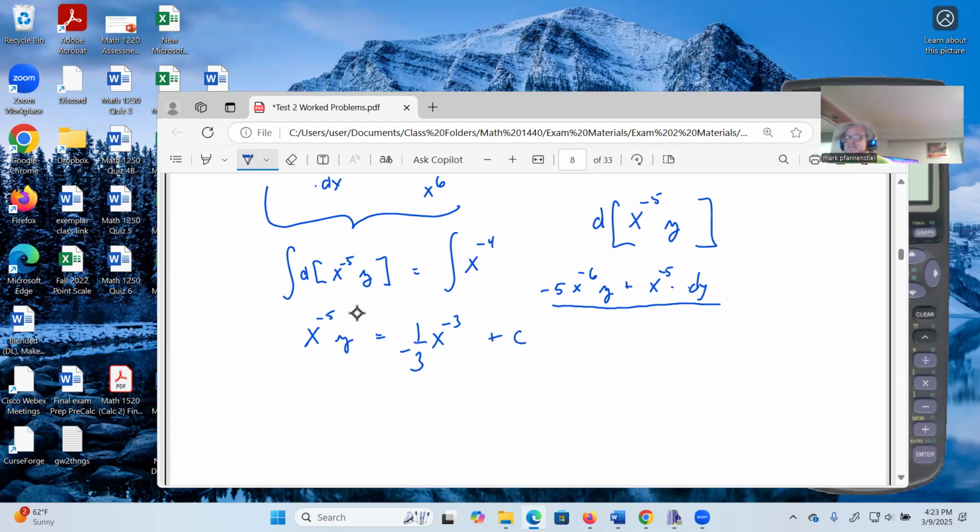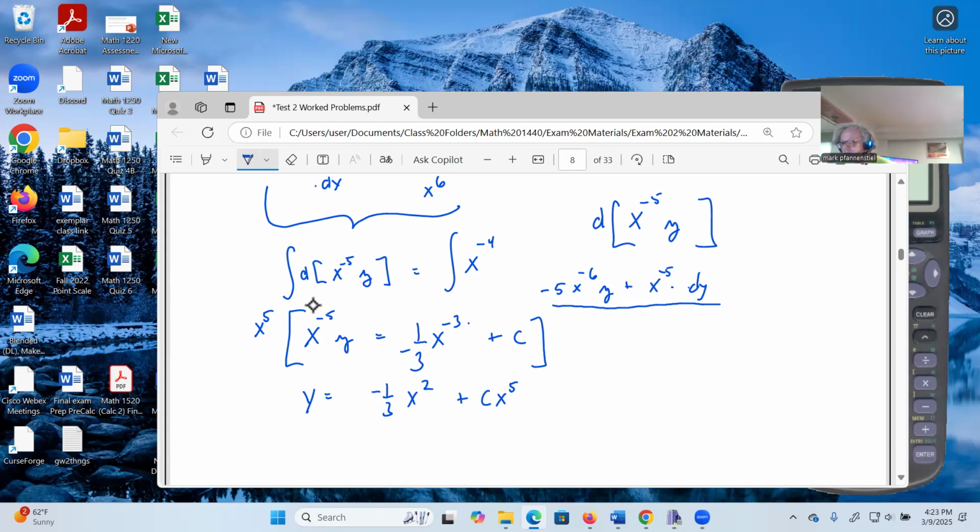All right. Last thing we're going to do, because we want to get this in terms of just y, I'm going to go ahead and multiply everybody by x to the 5th. That'll cancel out my x to the negative 5, so we're just going to say y equals x to the 5 times x to the negative 3. This is going to be negative 1/3. Negative 3 plus 5 is 2, so we have negative 1/3 x squared plus c x to the 5th.